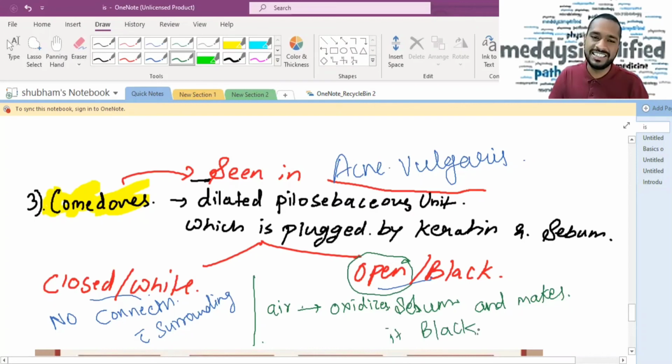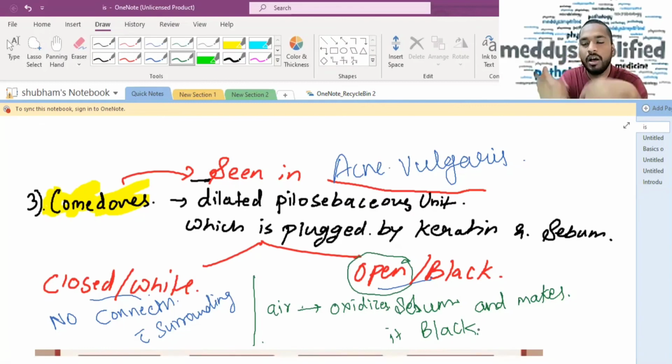So comedone is seen in acne vulgaris, which is a dilated pilosebaceous unit plugged by keratin and sebum. There are two types: closed, white, which is one, and second is open and black. If it is closed, it has no connection with the surroundings, so it remains white. If it is open, the air from the surroundings comes inside and oxidizes the sebum, and it makes it black. That's why the open one is black.